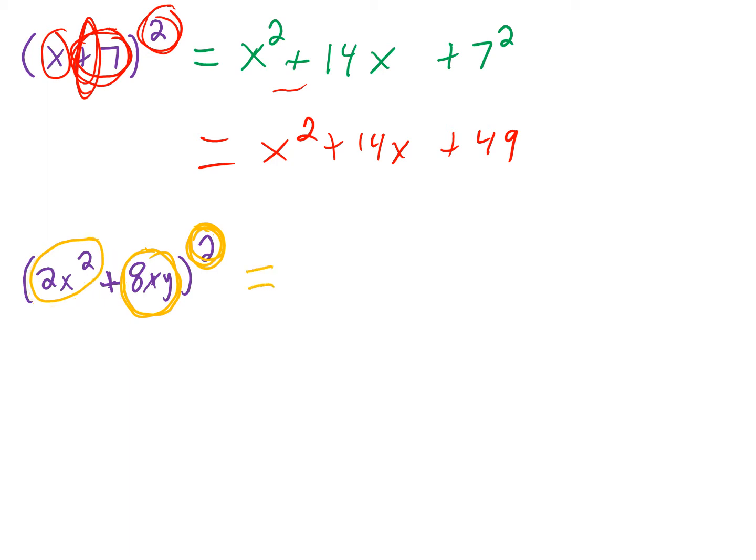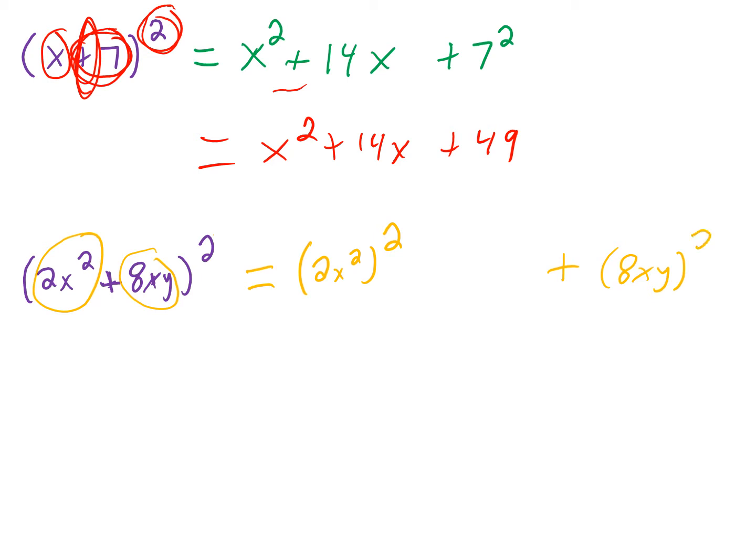Okay, so to get the first term, you square the first term. Since it's a nastier mess than just x, I have to put in parentheses. So it'd be 2x squared squared. So whatever the first term is, you square that. To get the last term, you square the last term. It'd be plus. Remember, it's plus because we're squaring. Whatever the last term is, squared. So again, I have to put in parentheses because it's not just a single number or anything.